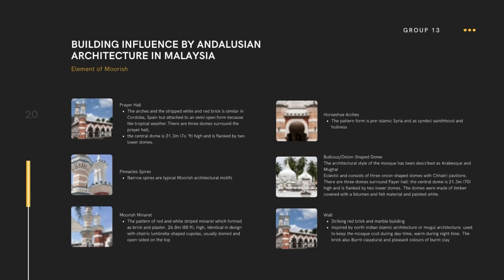Lastly, the wall, a striking red brick and marble building inspired by North Indian Islamic architecture, or Mughal architecture, used to keep the mosque cool during the daytime and warm during the nighttime. The brick was also burned in natural and pleasant colors of burnt clay.